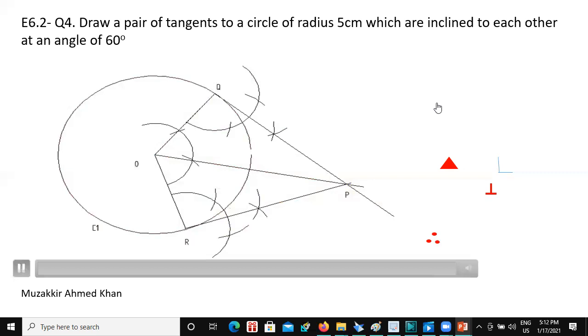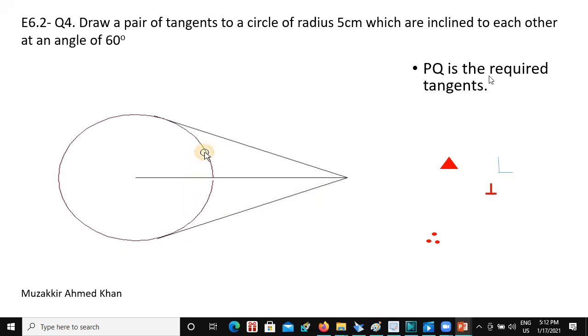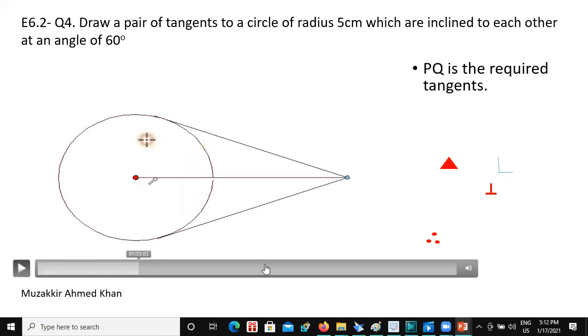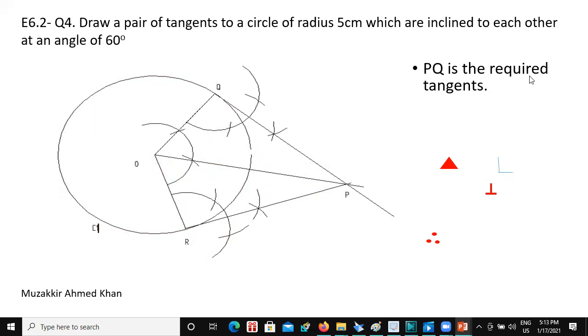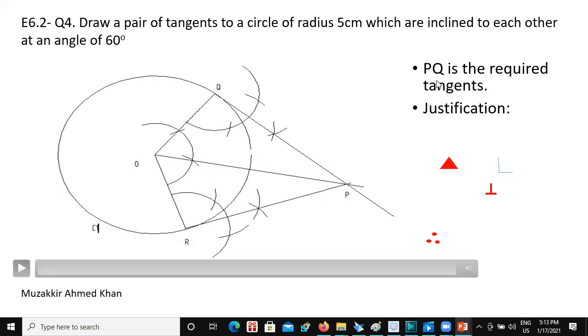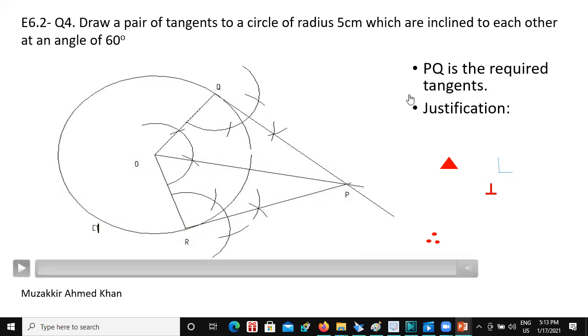Now we'll move on to the justification part. PQ is the required tangent. Okay. And you can also write that PR is also a tangent. You can write it. It is all up to you. Since tangents is asked in questions plural, it is better if you write PQ and PR are the required tangents. So justification. Join OQ and OR. From O, I will join these two lines for justification.